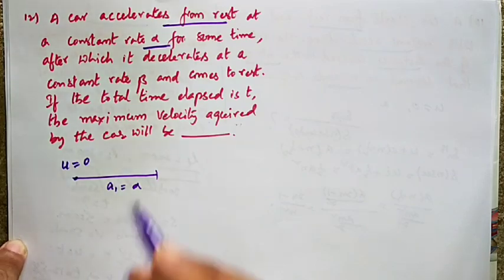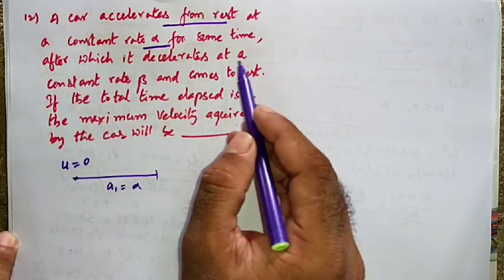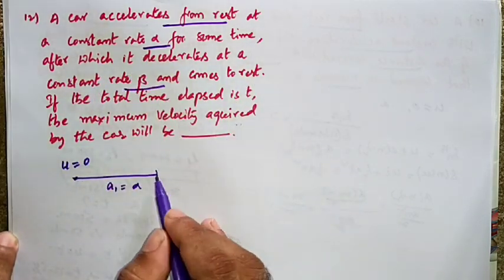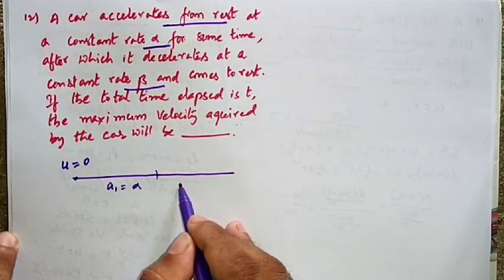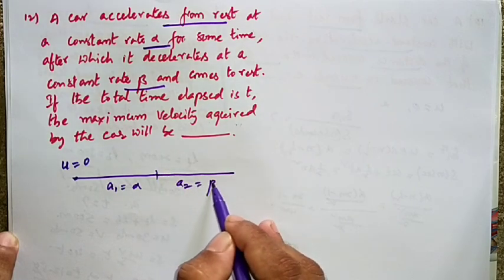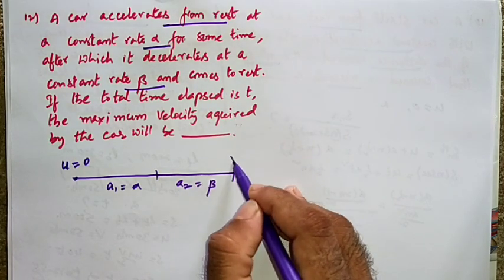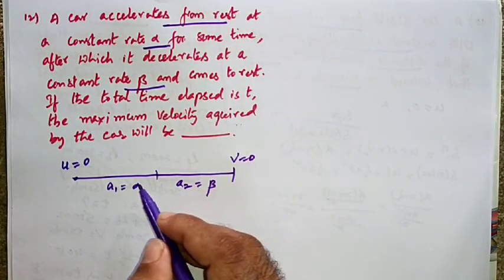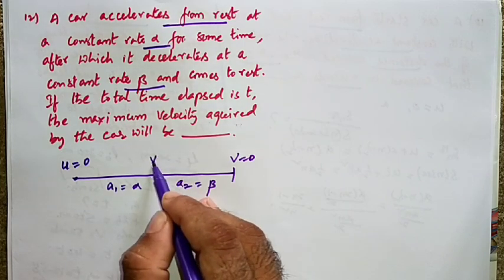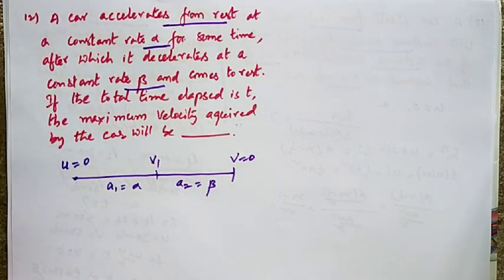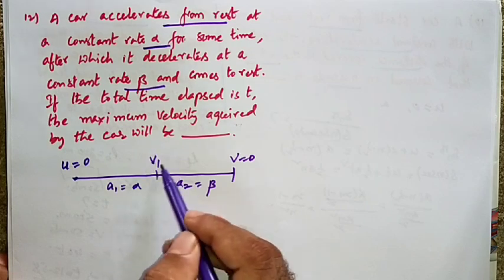Now, after which it decelerates at a constant rate beta. From here it is decelerating at a constant rate a2 as beta, and comes to rest. Finally, it is coming to rest. In between here its velocity is, let us take v1. So here v1 will be the maximum velocity.